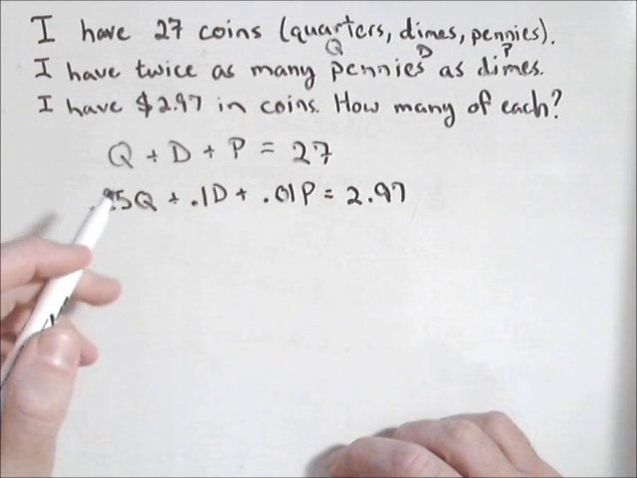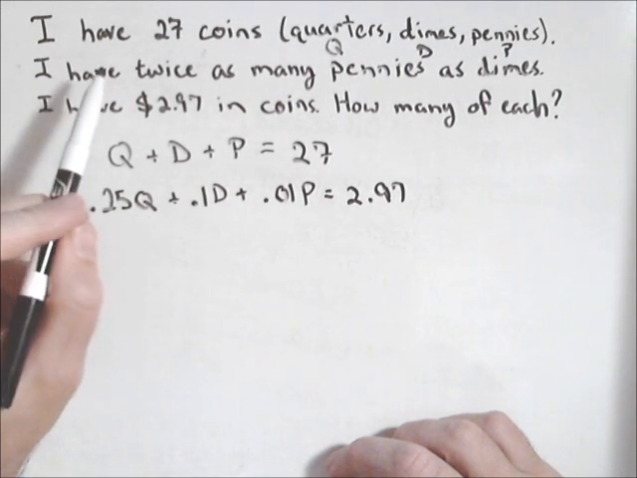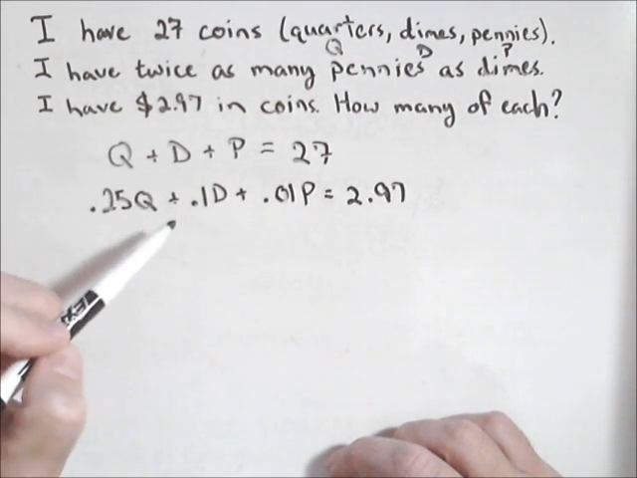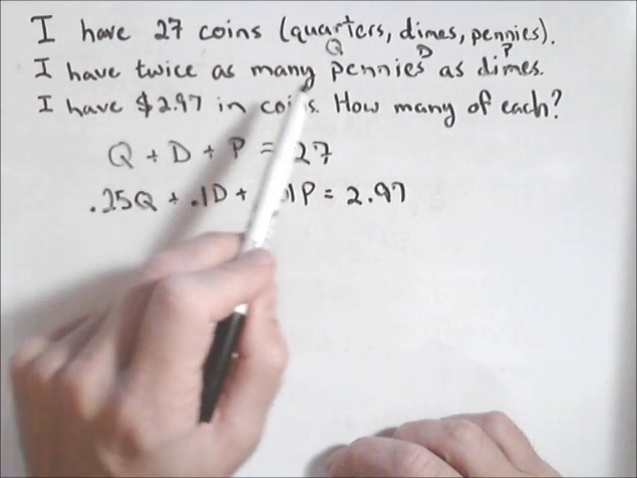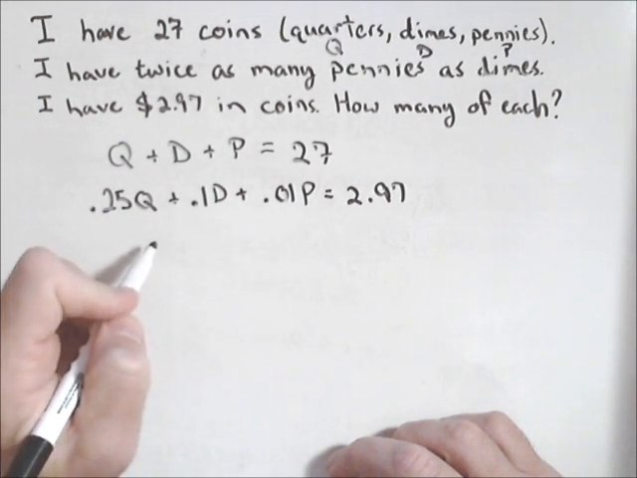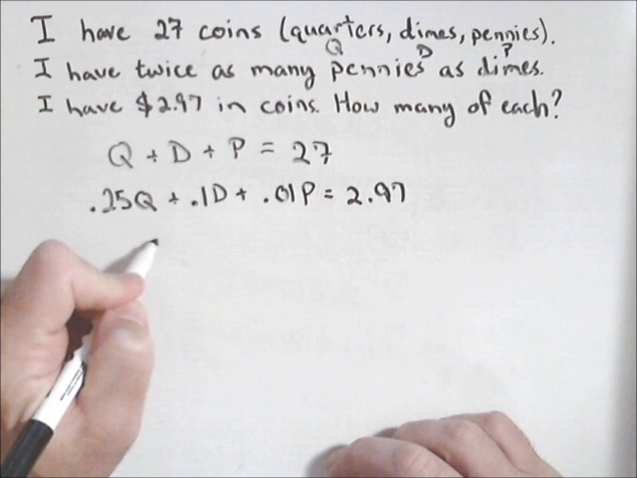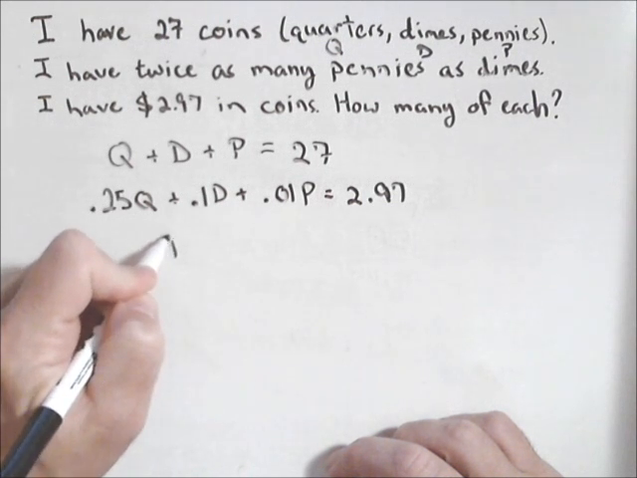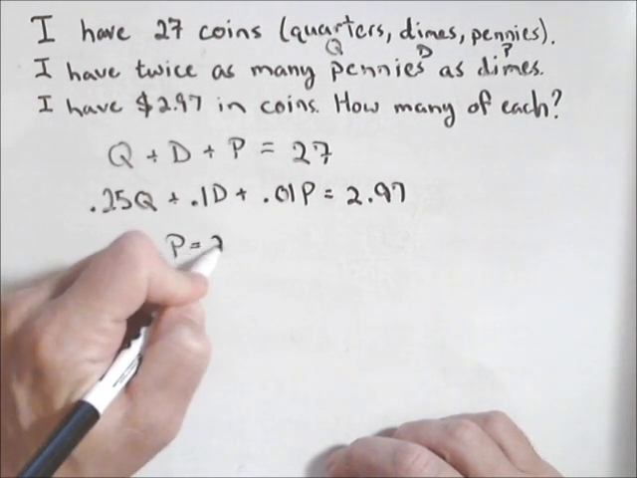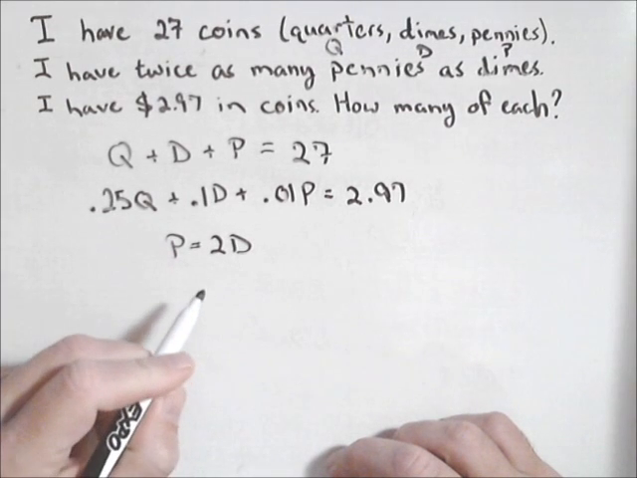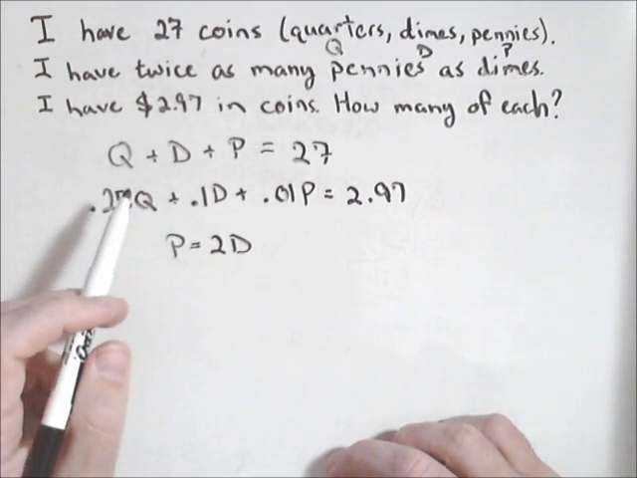That'll work fine too. Lastly, we need a third equation. We have three variables, so we're going to need one more equation. I have twice as many pennies as dimes. So remember, it's pennies that we have more of. So P equals 2D. And here is our system.